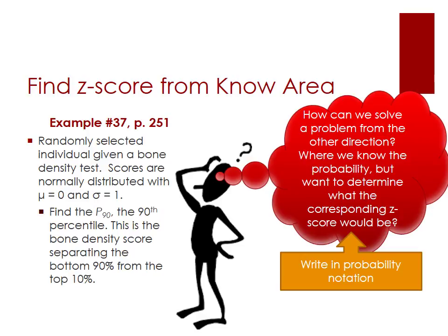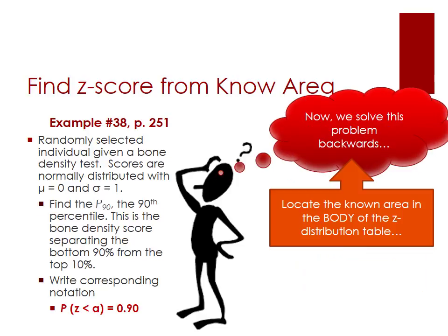So the first thing we're going to want to do is write this in probability notation. So we're going to be looking at this in terms of P, the probability of Z being less than alpha, equaling 0.90. So that's what we're looking at. Our alpha is what we're going to be solving for, because we're trying to find our corresponding z-score. But here we already have our probability of 0.90.